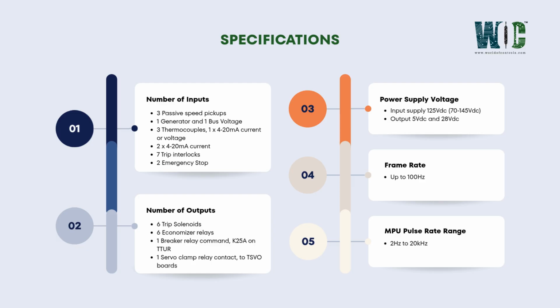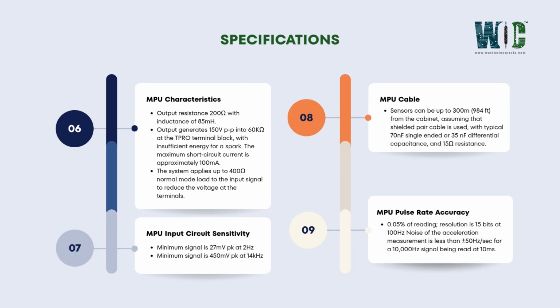MPU, pulse rate range 2 Hz to 20 kHz. MPU characteristics: output resistance 200 ohms with inductance of 85 mH. Output generates 150 volts peak to peak into 60 kiloohms at the TPRO terminal block with insufficient energy for a spark. The maximum short circuit current is approximately 100 mA.